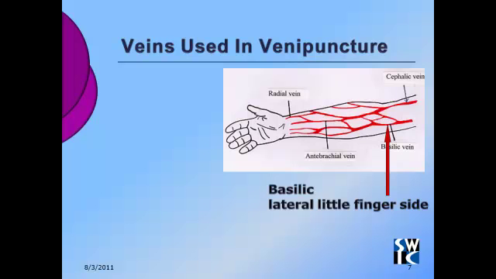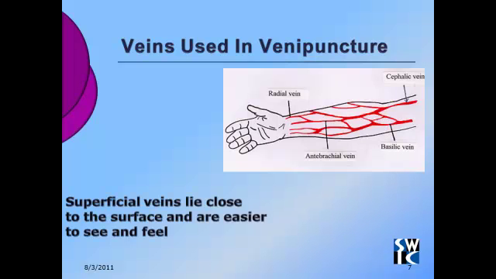It's important to remember that just because the textbook drawings or the anatomy class says that the vein runs in a particular place, every person's anatomy is a little bit different. The vein may run in a little bit different place or a little bit different direction.